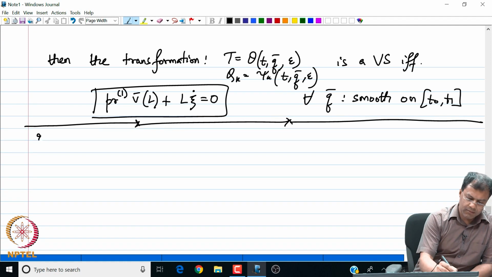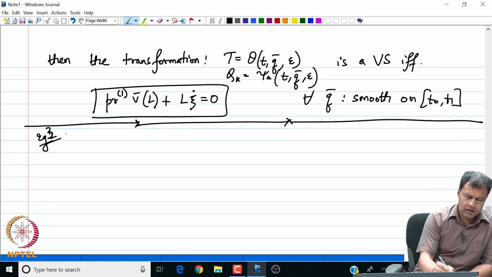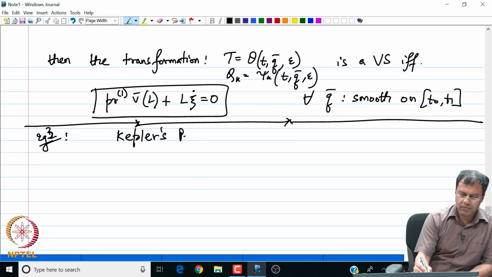In the form of an example. So, the example is number 3 here. The example I have is that of the Lagrangian for the Kepler's problem.